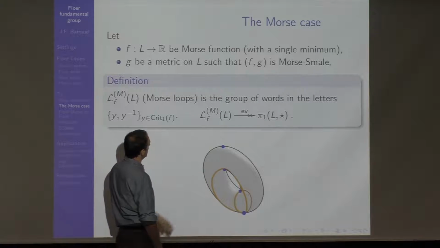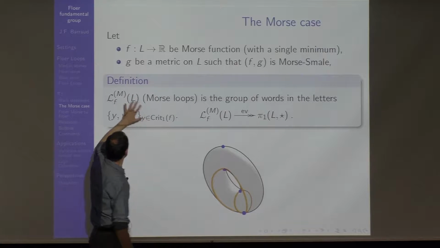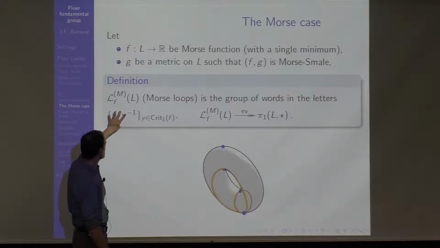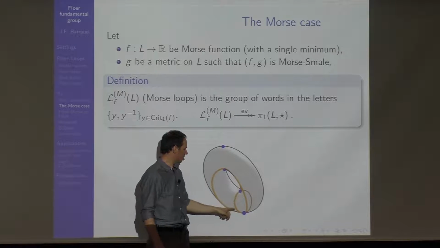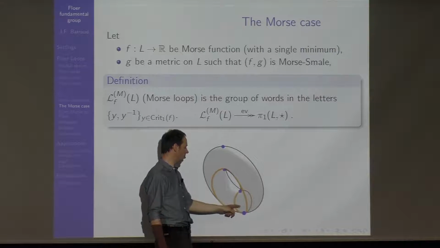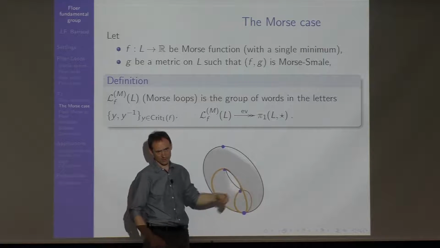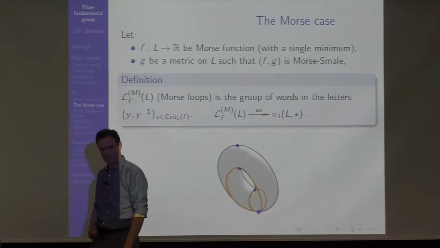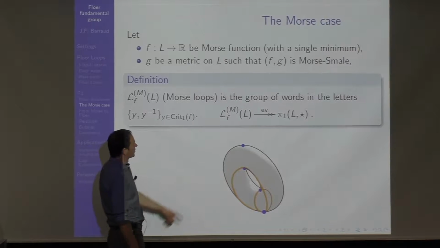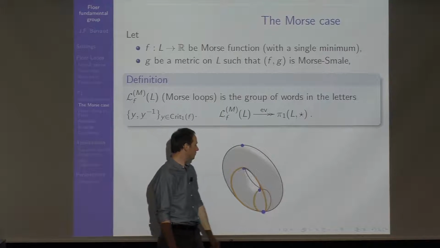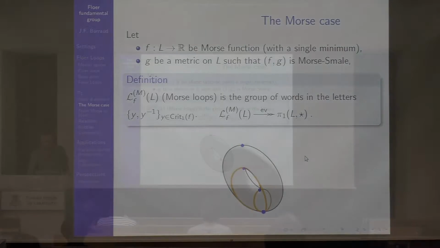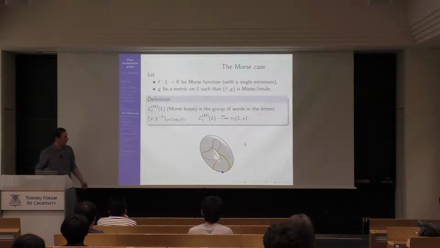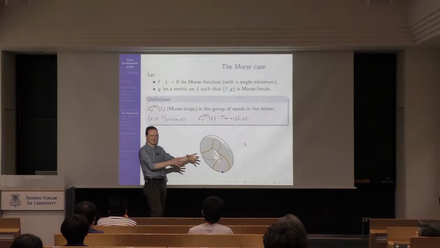But I can define Morse loops, which are just the loops associated to these words. So the family of loops you get by concatenating such travel along the unstable manifolds. Okay, and it's well known that the evaluation to the fundamental group is onto, and the proof of that is, at least with a drawing, very easy.